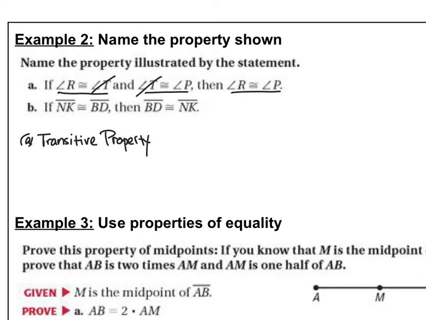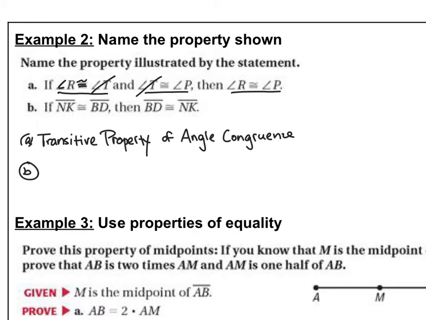And that's the transitive property of angle congruence. Now, why is it called angle congruence? Well, it's pretty simple. We are talking about angles in this problem right here, and this is a congruent sign, even though it looks a little blurry. That is a congruent sign, so that's why it's transitive property of angle congruence.